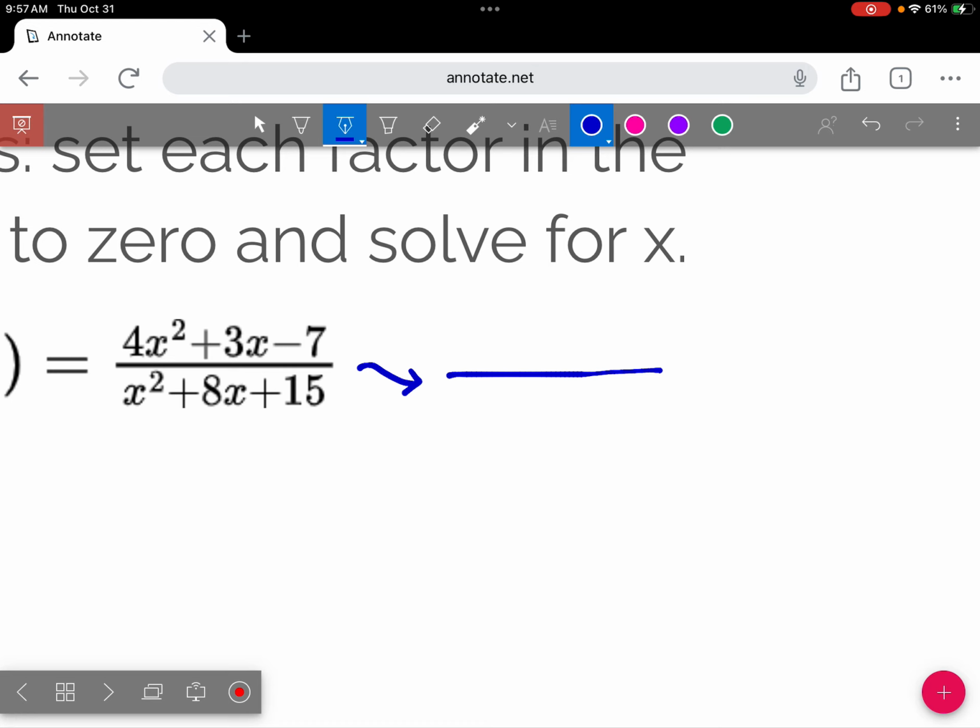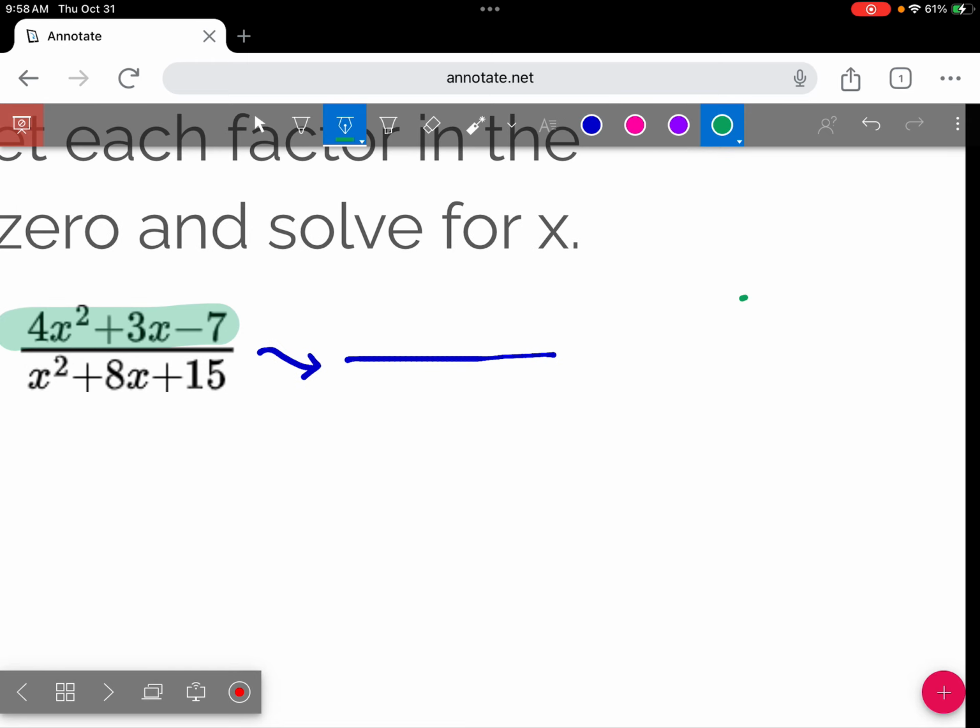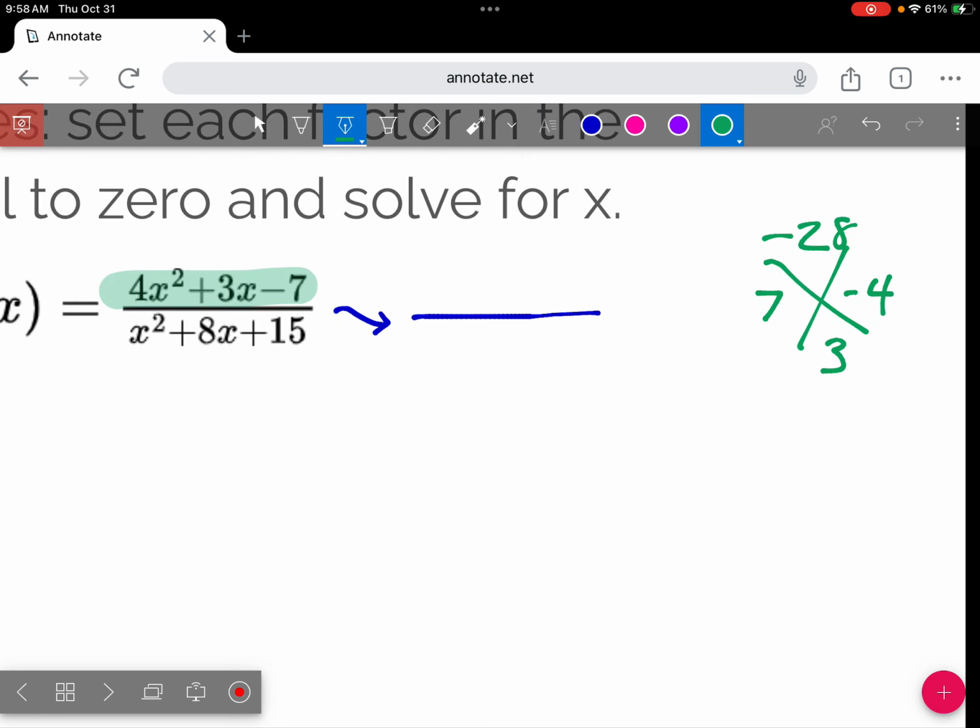So, looking at our numerator, could we factor it? Yeah. Because that would be one of those that multiplies to make negative 28, adds to be 3. What pair of numbers will do that? 7 and negative 4. You're doing the bottom one. My bad. I was going to say, I know that's the right answer, but it's not for this piece.